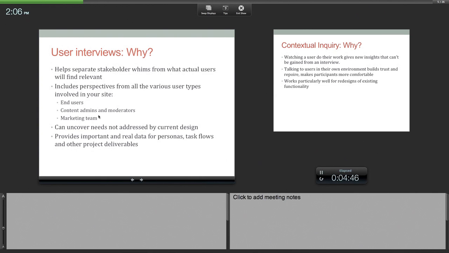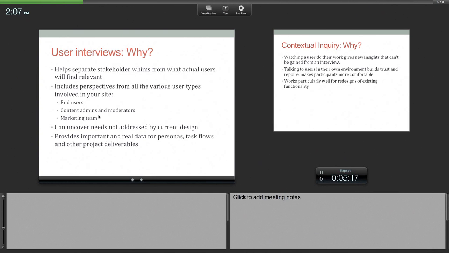The other thing that interviews give us the ability to do is include perspective from all of the user types that are involved in your site. So not just the people who are visiting this site and clicking through and trying to check out and all of this other stuff. We also want to talk to the content admins, the moderators who deal with the forums. We want to deal with the people who have to actually interact with this website on a daily basis, no matter what context that's in. And we want to make their jobs easier too.